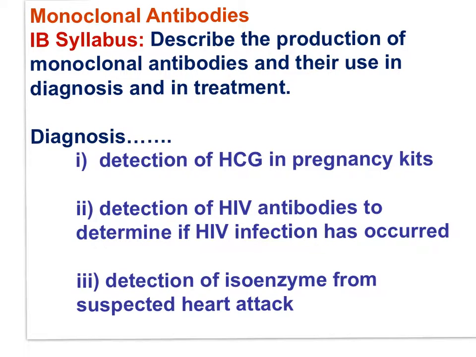The use of monoclonal antibodies in diagnosis includes the detection of HCG in home pregnancy kits, the detection of HIV antibodies to determine if HIV infection has occurred, and the detection of an isoenzyme in the blood from a suspected heart attack. Stay tuned for the use of monoclonal antibodies in treatment.